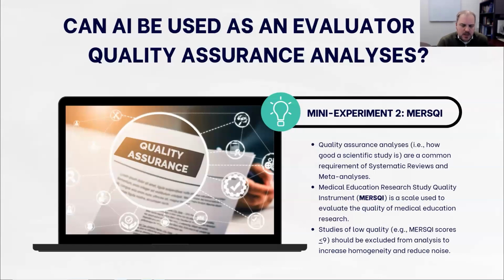But as you can imagine, if a meta-analysis has, let's say, 150 studies associated with it, it could be really, really time-consuming to have human raters assign MERSQI scores to every single study. And so enter the role of AI. Can AI assign accurate MERSQI scores compared to human evaluators?